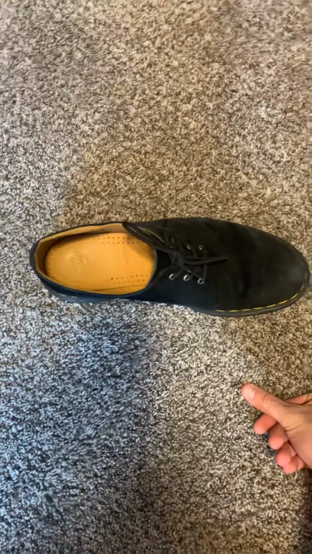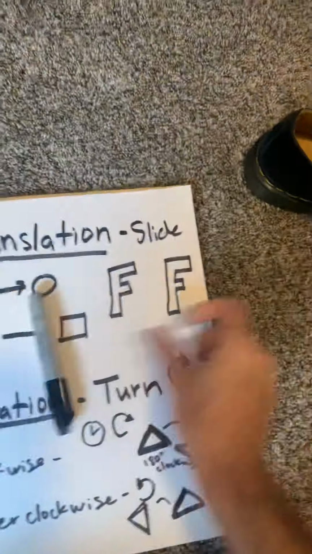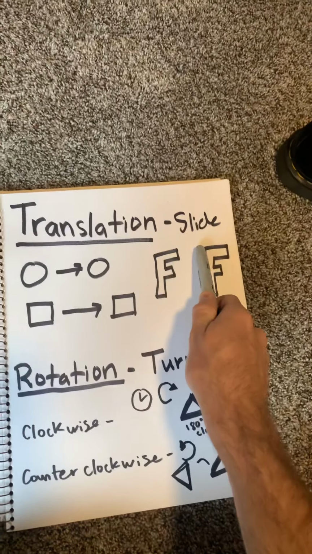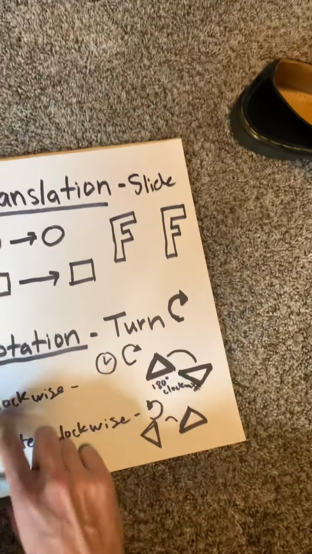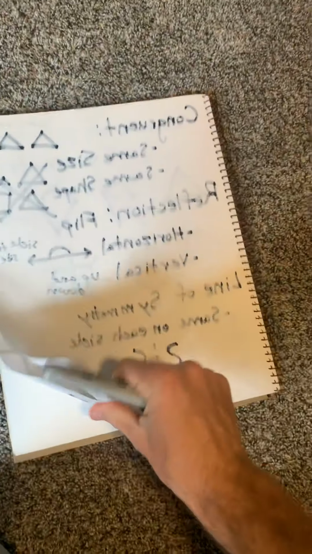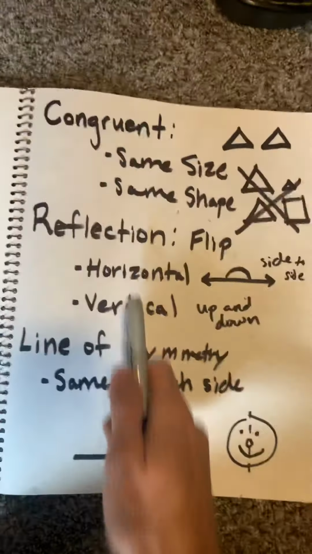So our rotate is going to be a turn. Our translation is going to be a slide. Big things to remember. Translation is slide. Rotation is a turn. And our other one-word definition, our reflection is a flip.